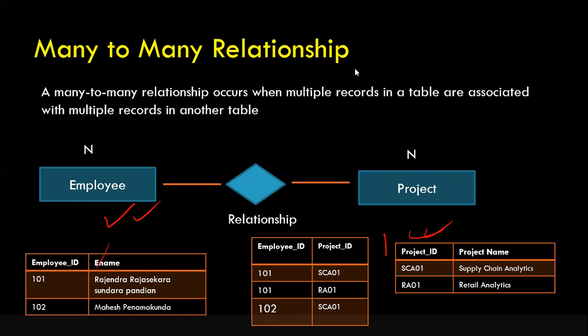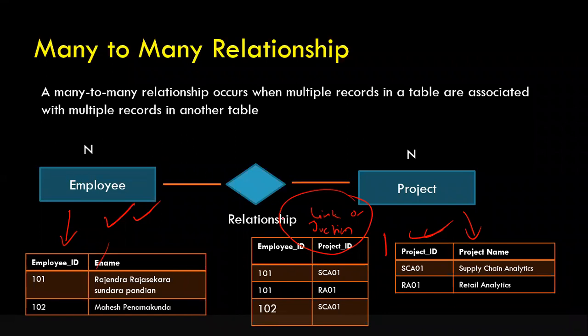With the help of the bridge table only, you can implement it. So look here, this is the employee table and this is the project table. In between, I have a link table, or junction table. To implement a many-to-many relationship, we need to have a link table or junction table, without which you cannot implement it.